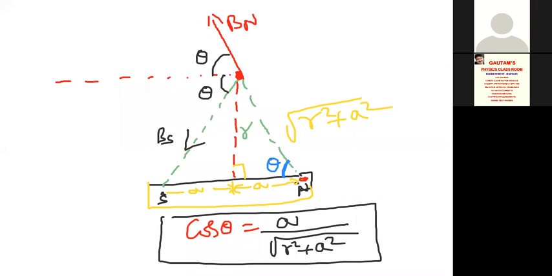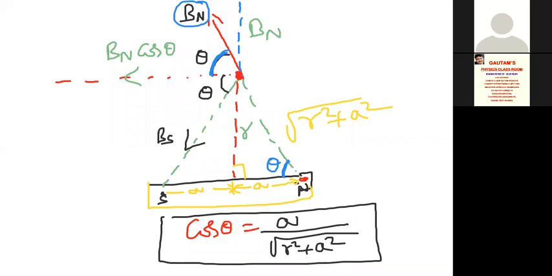Now, if you observe, the bisector is there and this value is Bn and this value is Bs. Like that we can resolve Bn into components. Observe carefully. Now how to resolve Bn into components? This is the Bn value. Components means where it makes an angle to this horizontal line, there we get Bn cos theta. On the vertical line, I will get Bn sin theta.